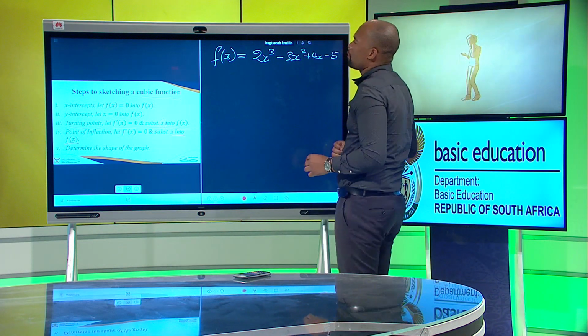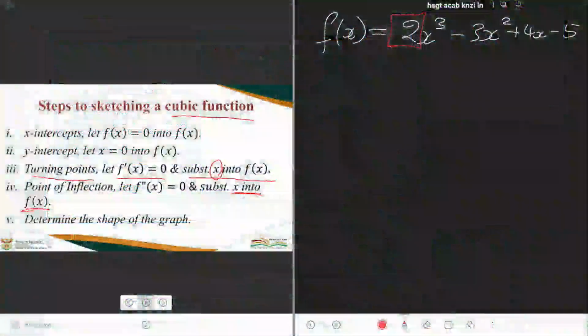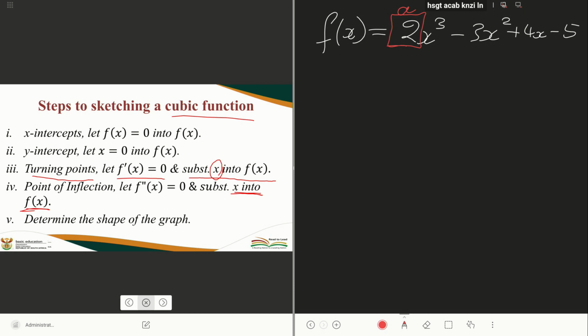Without sketching the graph first, you need to know the value of a. If the value of a is greater than 0, how does the graph behave? If the value of a is, for example, -2, or if a is less than 0, how is our graph going to look? You must have that idea before sketching the graph. So let's get some examples.